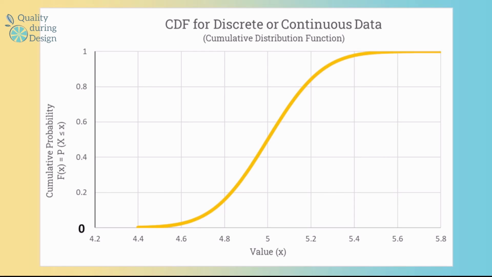No matter if we're looking at discrete or continuous data, both can use a cumulative distribution function. It plots a cumulative probability from 0 to 1 along the y-axis for any given value along the x.